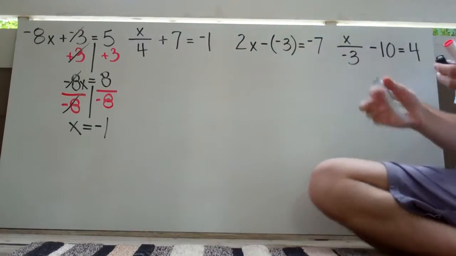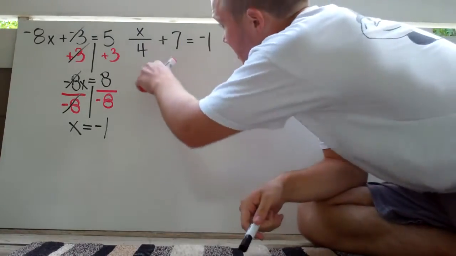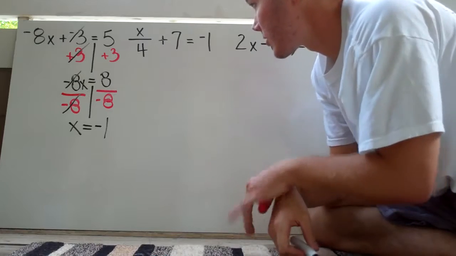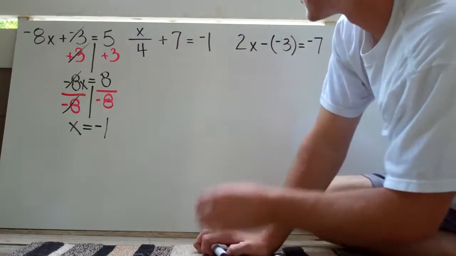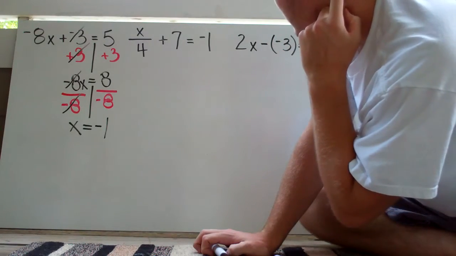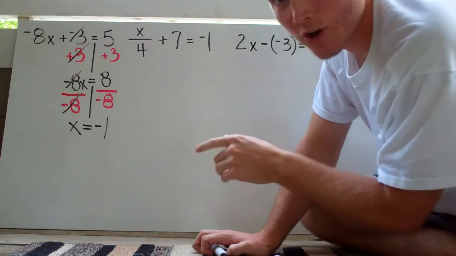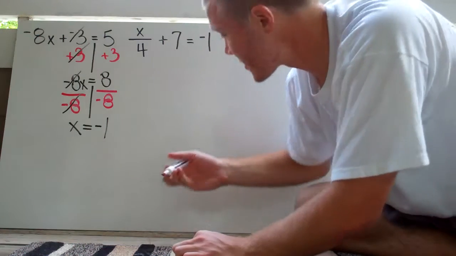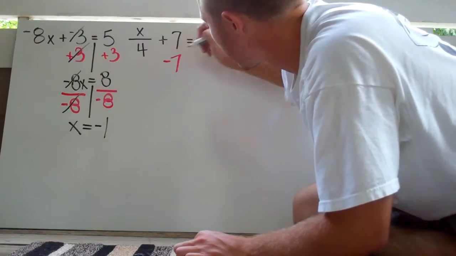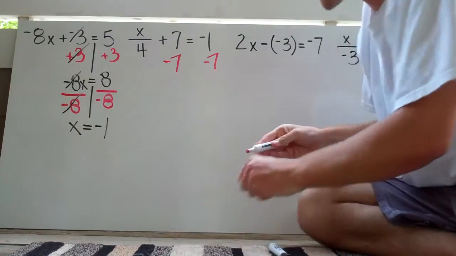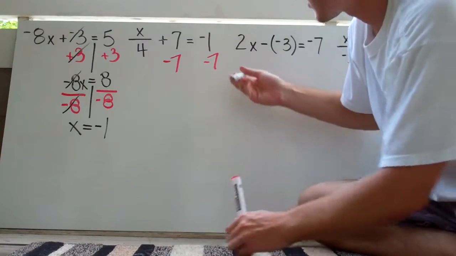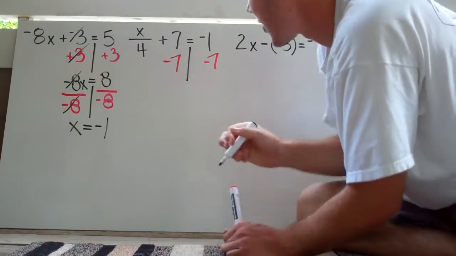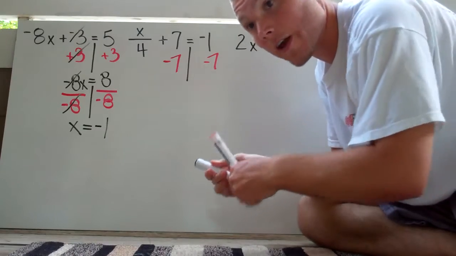Next one. x divided by 4 plus 7 equals negative 1. So, first thing we have to do, subtract. So, the opposite of plus 7 is going to be minus 7. So, I'm going to do that on both sides. Remember, whatever you do to one side, you've got to do to the other side. Okay, no exception. You have to. Alright, fair is fair.